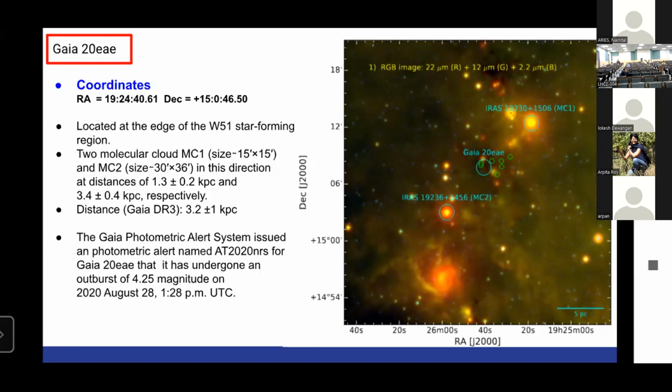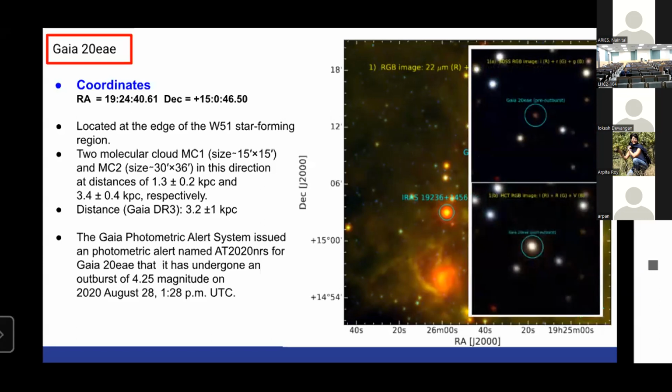We started our observations of Gaia 20eae after the Gaia photometric alert system issued an alert on 28 August 2020 that this source had undergone an optical outburst of around 4.25 magnitudes. You can see the magnitude change of this source visually: the upper panel is the archival HDSS image, and the bottom panel is the post-outburst image obtained from the 2-meter Himalayan Chandra Telescope.